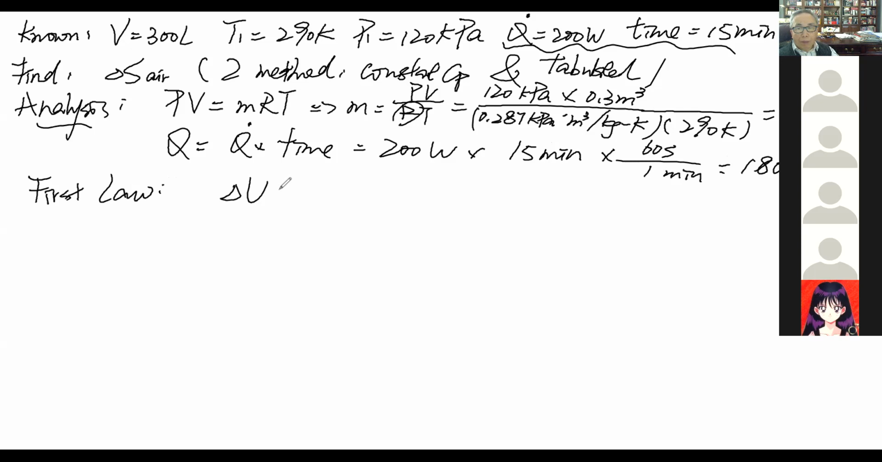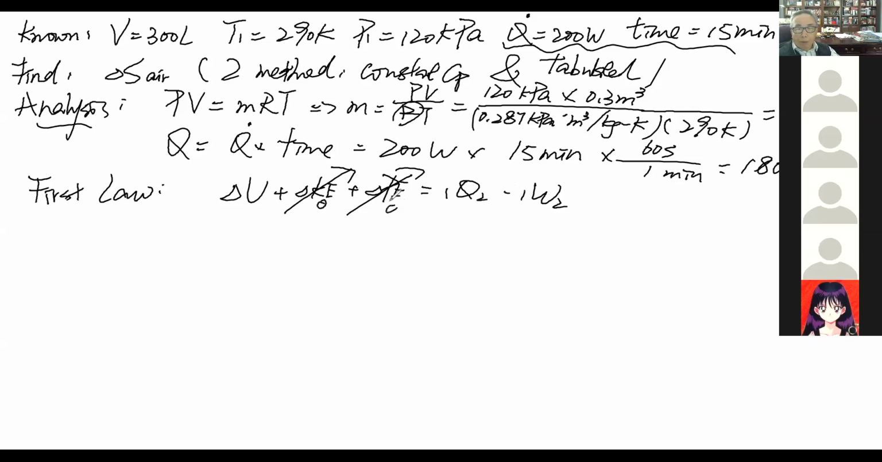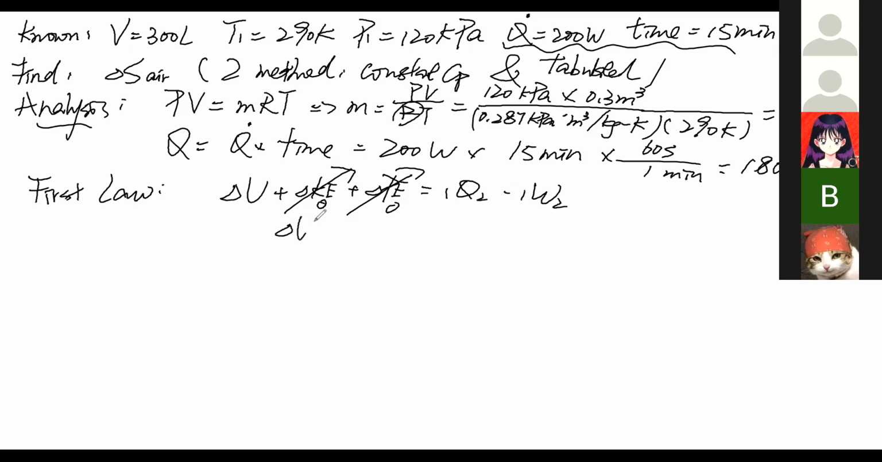Delta U plus delta KE plus delta PE equals Q minus W. Over here, no kinetic energy, no potential energy, they're all zero. Then we can get delta U plus W12 equals Q12. And then I go to the PowerPoint.